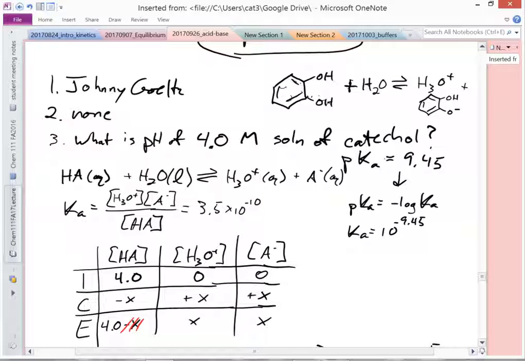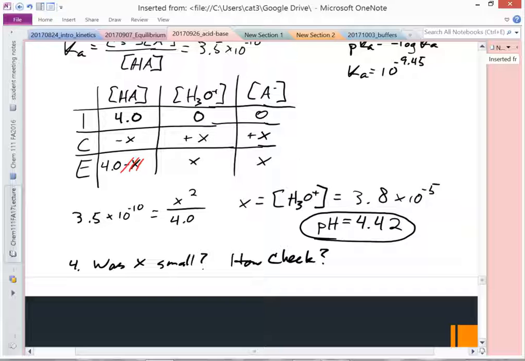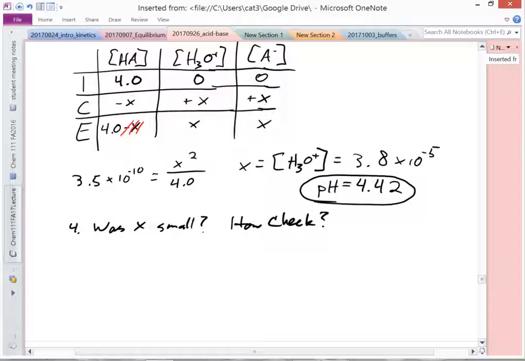Weak acid, mildly acidic. Was x small? Yes. Definitely. How check?